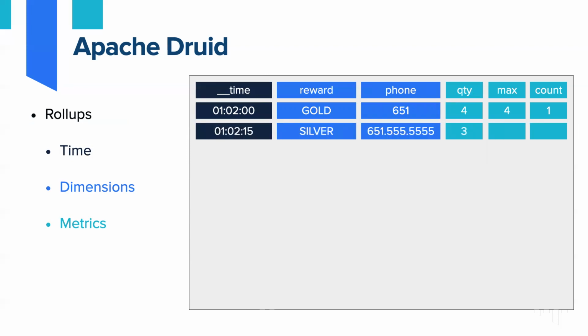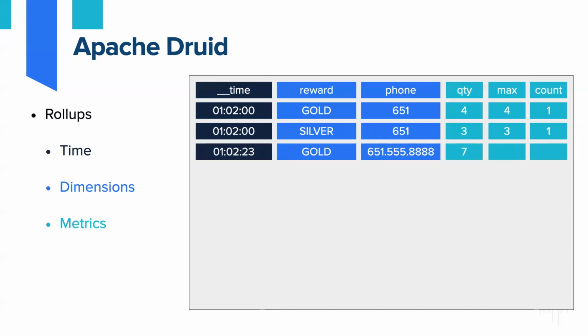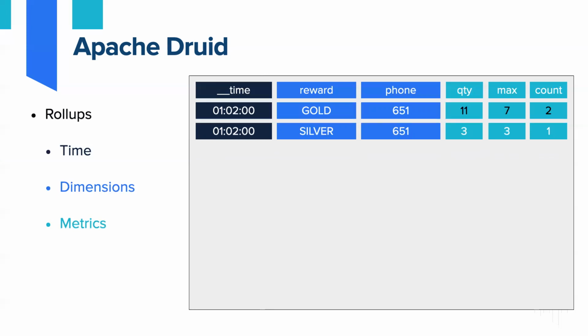Next record comes in. I'm again going to cleanse the data. In this case, the reward's different. So I'm not going to roll up any data. Now another record comes in. I cleanse that data. Now look, it's 102, it's gold, and it's phone. I can roll these up. For quantity, my quantity becomes 11. My max is the max of the 2, and now I have 2 of them. So I rolled 2 of them up into my count column within Druid.